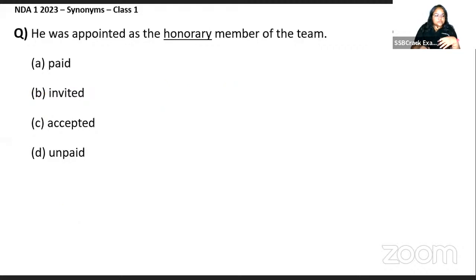Moving on to the next question. I would say this word is a very confusing word, so be careful. D, unpaid. Very good, Ritesh.